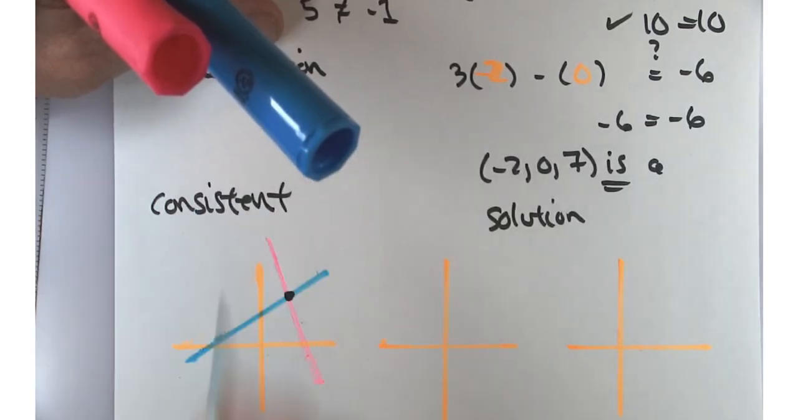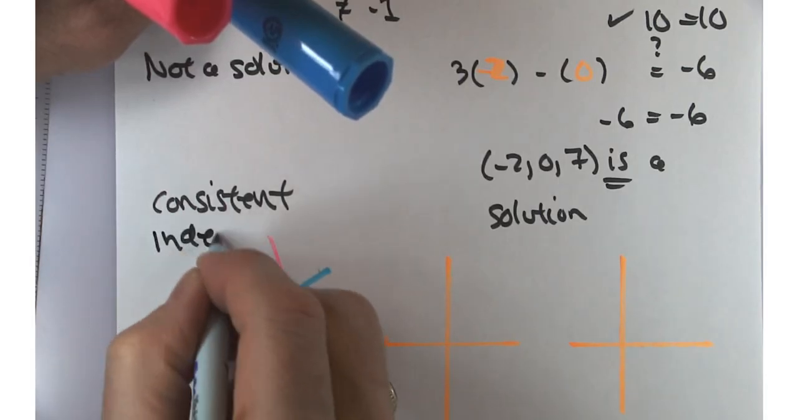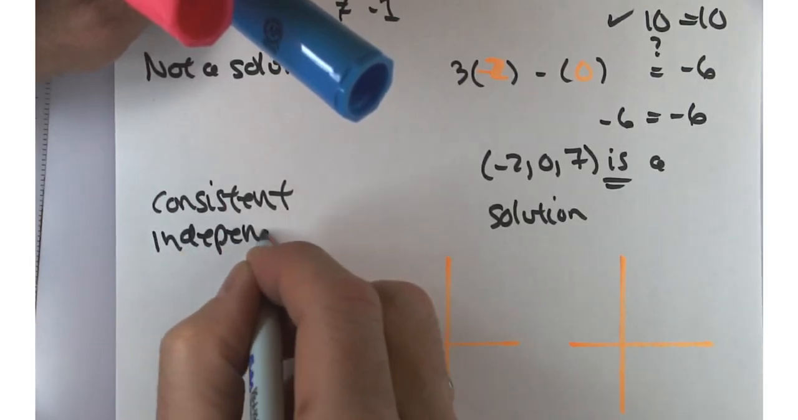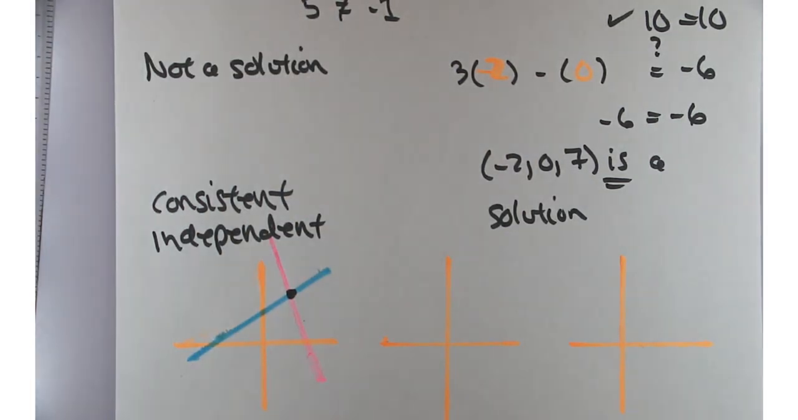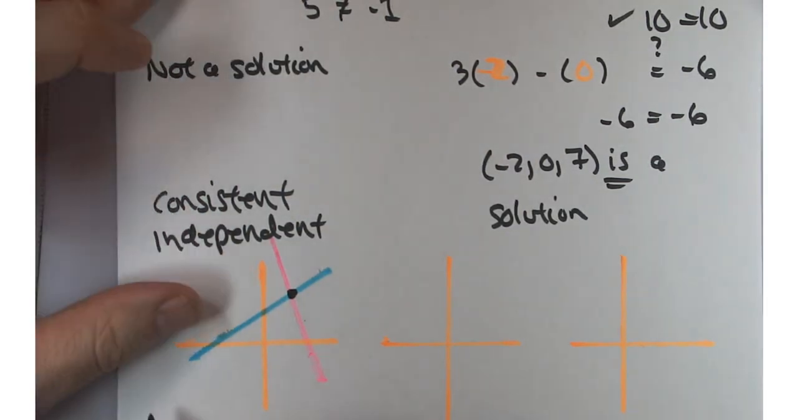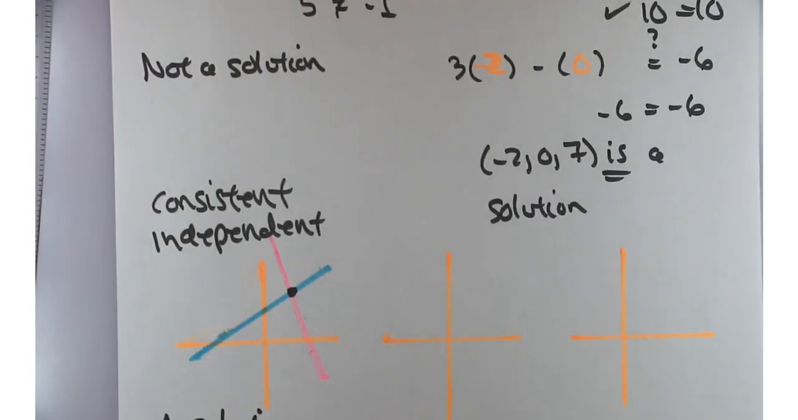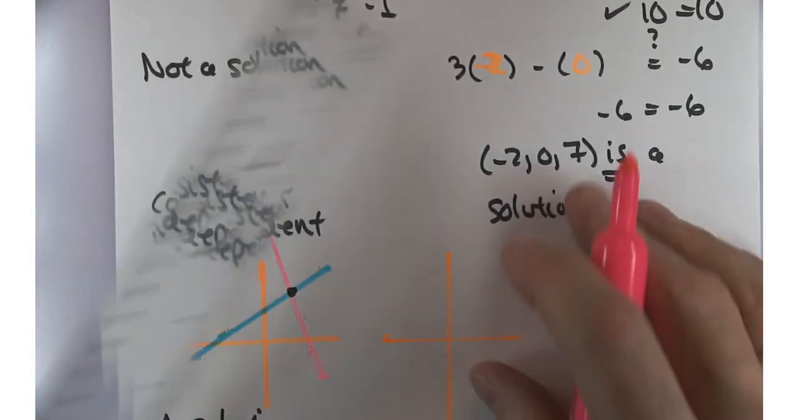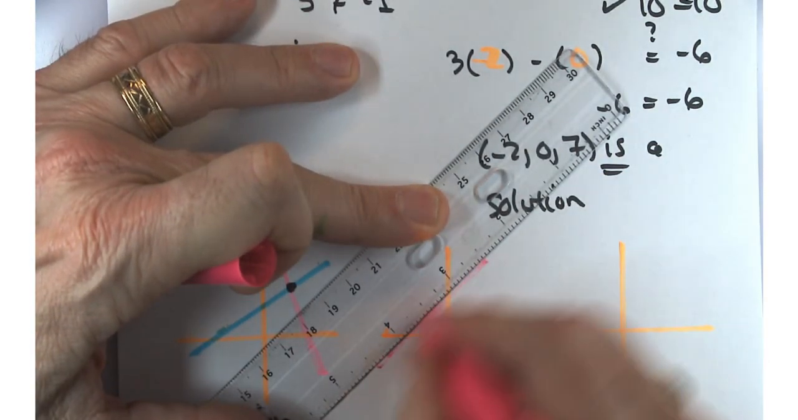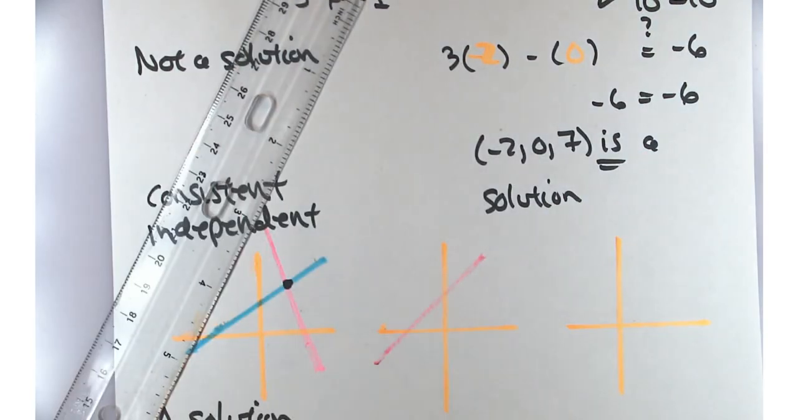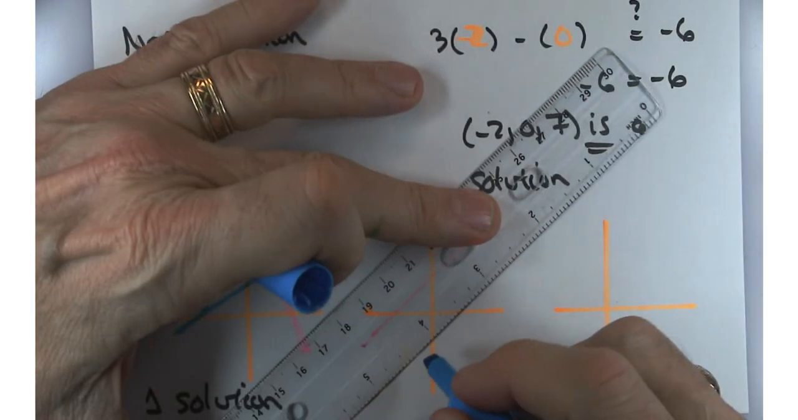Does anyone else remember what I said about this one? Consistent and independent. Well done. Consistent and independent. Now that's the nice thing that can happen. There's one solution. Let's take a look at what else could happen. Well, you could have something like this. One line looks like that, and another line looks like that.